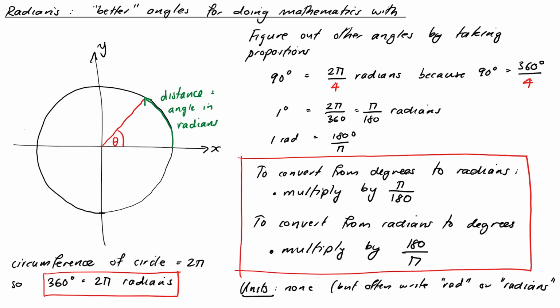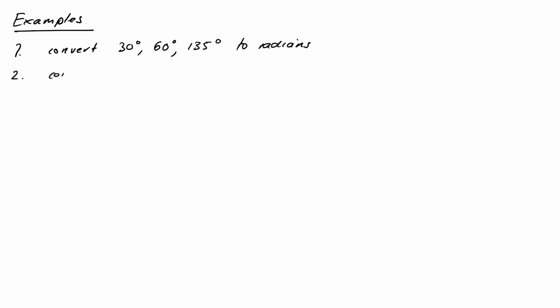Okay, so we should practice this before we move on. So let's do a few quick examples. Once I've written down the questions, you might want to pause the video and have a go at figuring them out yourself before we give you the answers. So see if you can figure out the following angles. Number 1. Convert 30 degrees, 60 degrees, and 135 degrees to radians. And number 2, can you convert pi over 4, 2 pi over 3, and pi radians to degrees?